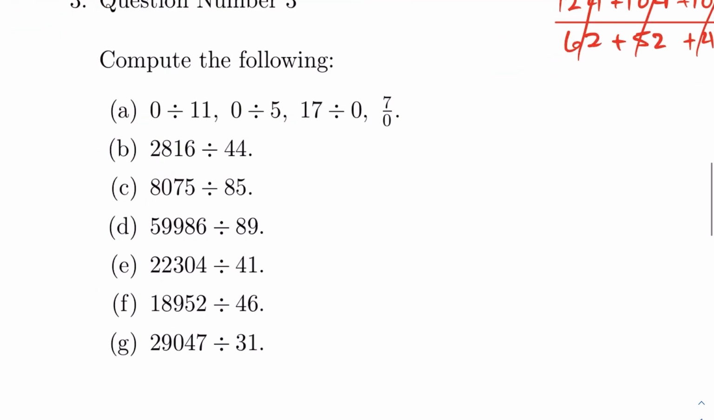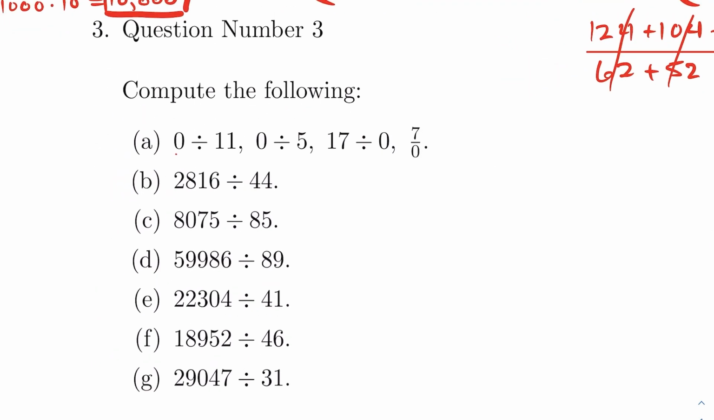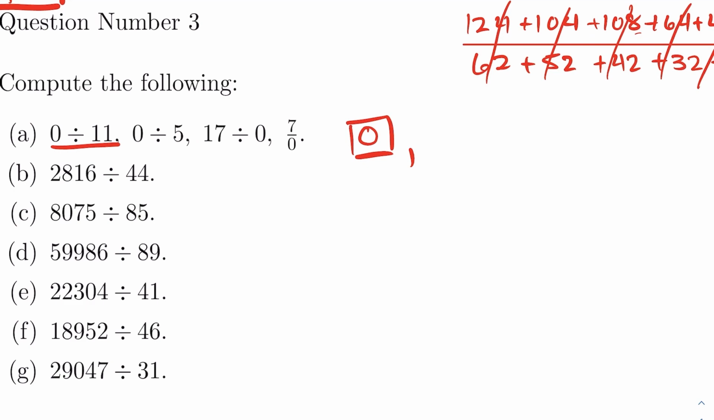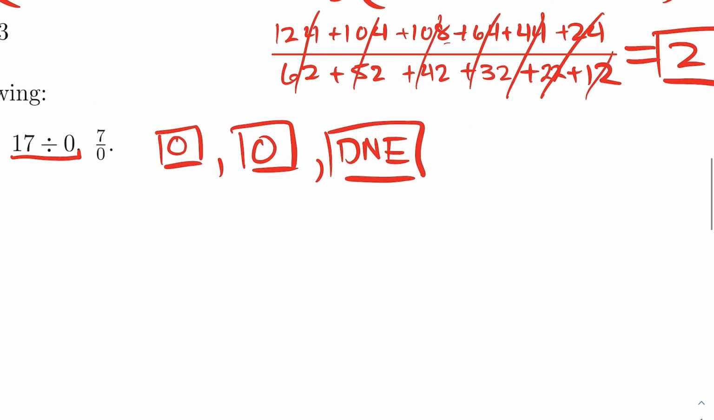So now finally, we're going to go ahead and compute the following of these. So let's do 0 divided by 11. Well, that's going to be 0, so that's one problem. 0 divided by 5, again, that's 0. 0 divided by anything is going to be 0. 17 divided by 0. Well, we cannot divide something by 0, so that does not exist. And 7 divided by 0 is the same problem. That also does not exist. We cannot divide anything by 0.